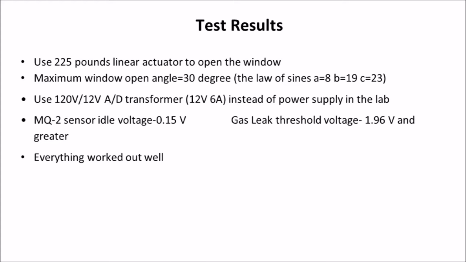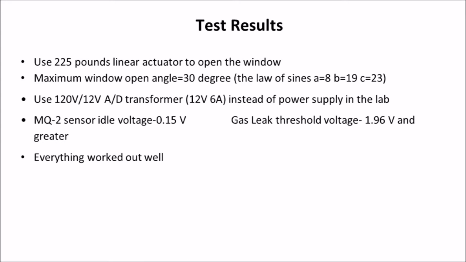We experienced some difficulties in choosing the proper voltage source to drive the linear actuator. Initially, we used a 12-volt power supply in the lab and noticed the linear actuator barely moved. After measuring the current, we found out there was only 0.5 amp on the circuit, which is too small to drive the actuator. That's why we chose a 120 volt to 12 volt AC to DC transformer as the power supply.